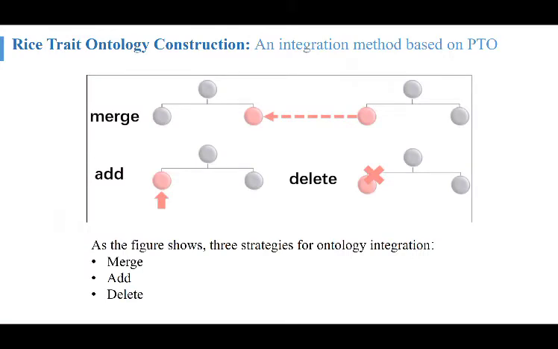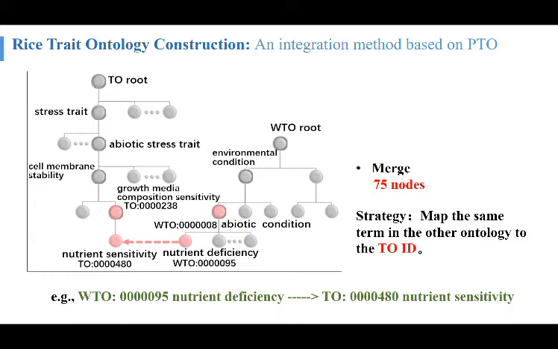Next, we will introduce specific strategies of our ontology integration. We complete this work from 3 aspects. First, the merge strategy. If the WTO term has the same term as TO, then we map it to the corresponding TO term along with the original WTO hierarchical structure. We merge 75 nodes totally.